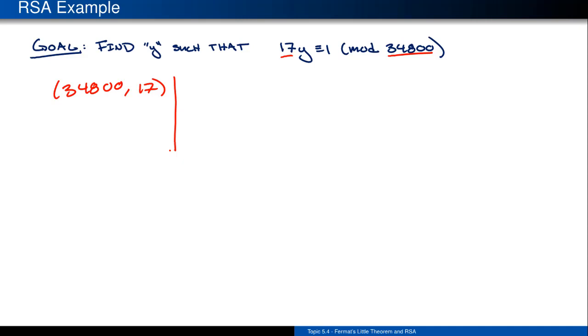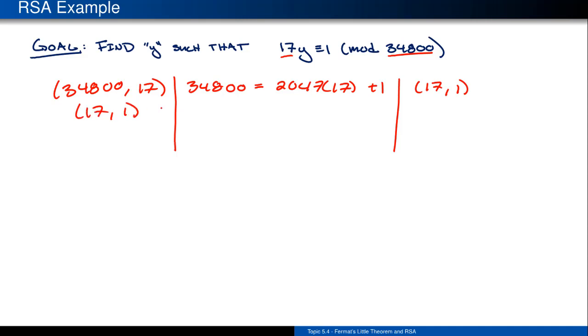I didn't want to do a whole bunch, because it's bad enough doing these gigantic numbers. It's worse when I have to do a whole bunch of rows. So I know that 34,800 is 2,047 multiplied by 17, and here's my nice little remainder of 1. I can rerun this on the new pair 17 and 1 if I really wanted to, even though you can see that I'm done at this stage. 17 is 17 times 1 plus 0. The last non-zero remainder is my 1, so I have a greatest common divisor of 1.